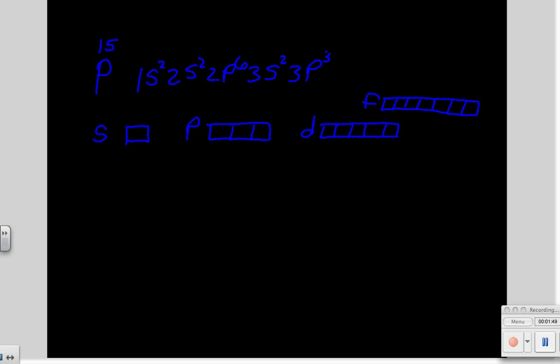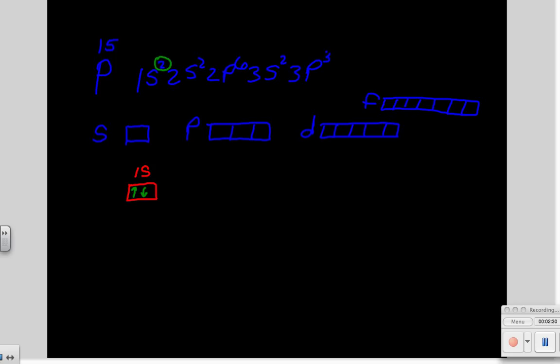If I'm going to do an orbital diagram for phosphorus, I have 15 electrons to account for. In the 1s, there's a box, and in that box it is going to contain 2 electrons. That number 2 in an electron configuration, in an orbital diagram looks like this: 1 arrow up, 1 arrow down, representing the fact that if 2 electrons are in the same orbital, they have to have opposite spins. So that's the first one.